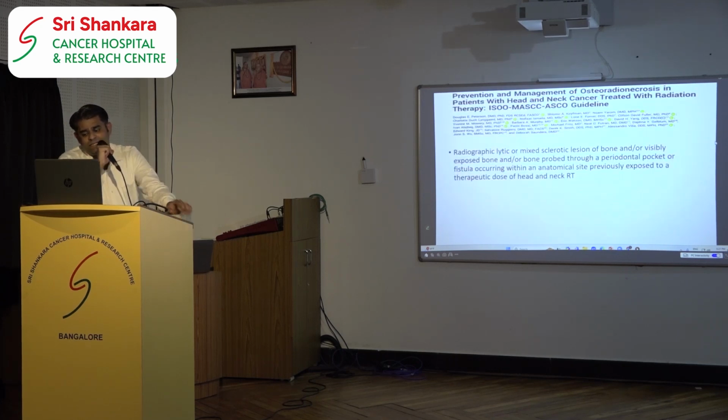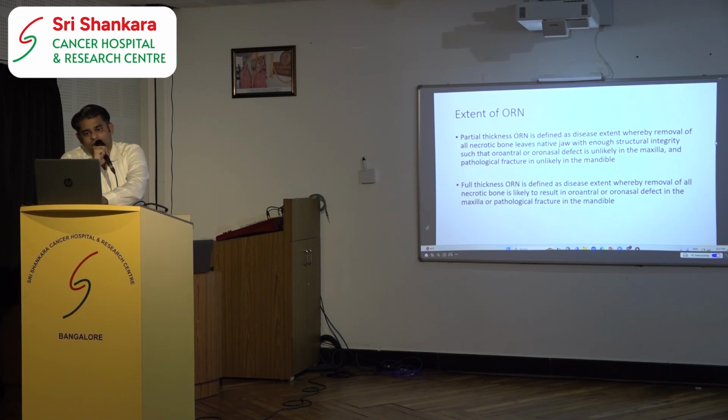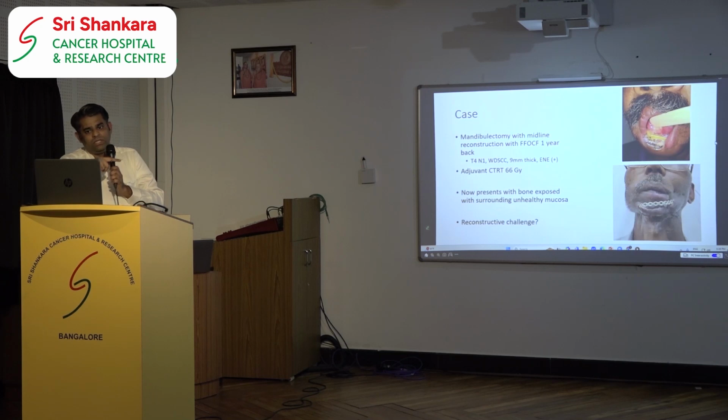This is the ASCO guideline that I talked about. Again, they have subdivided ORN into partial thickness ORN and full thickness ORN. They define disease extent whereby removal of all, this is with regard to surgical management. How do you manage surgically? If it is a partial thickness ORN, when you do a sequestrectomy or a debridement, it should not lead to an oronasal defect or oroantral defect or lead to a pathological fracture. Full thickness is when you do this and it leads to a potential pathological fracture or oronasal or oroantral defect; it's called a full thickness ORN.